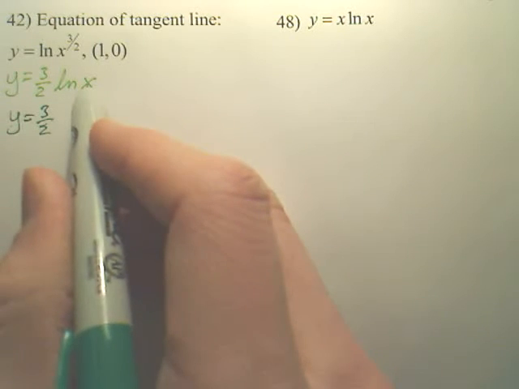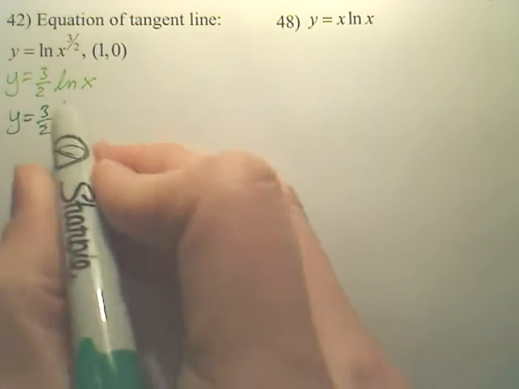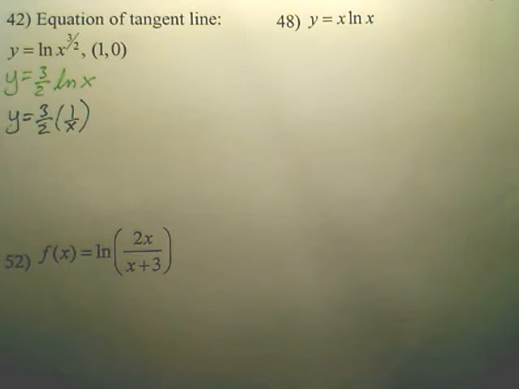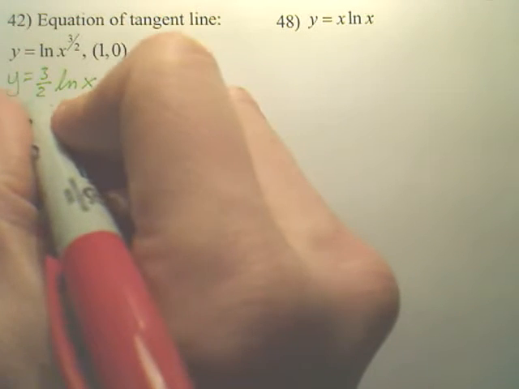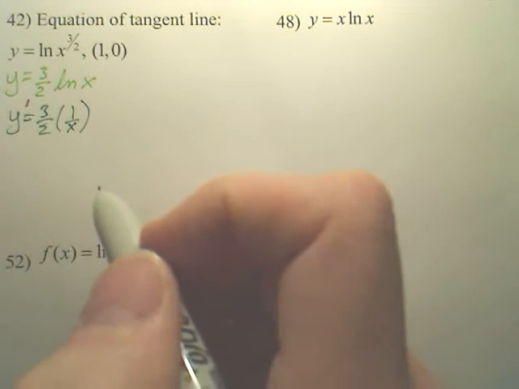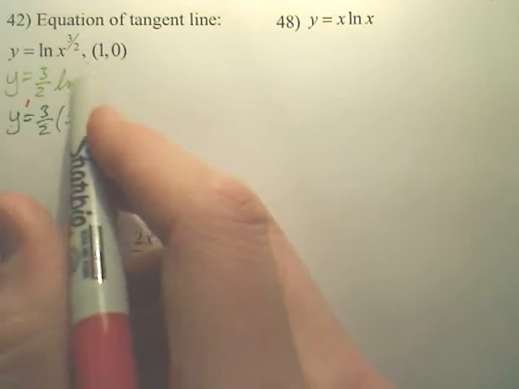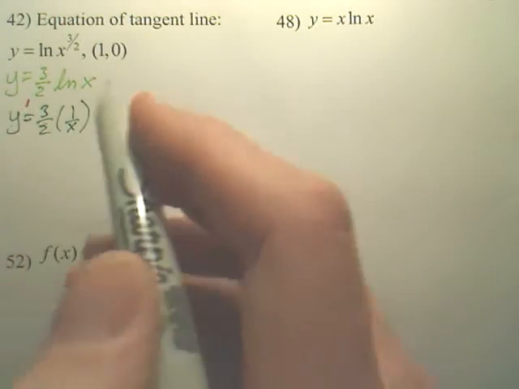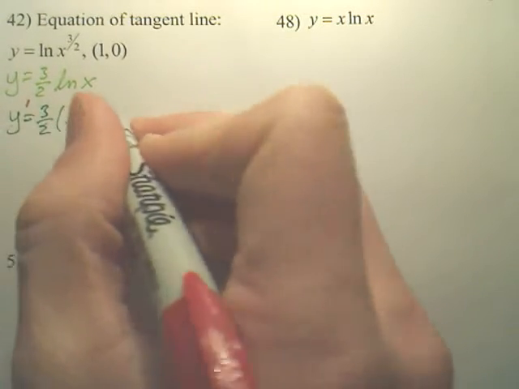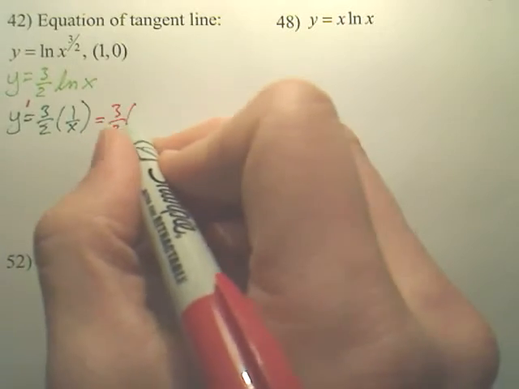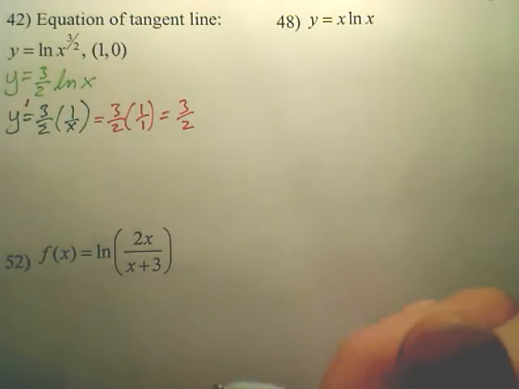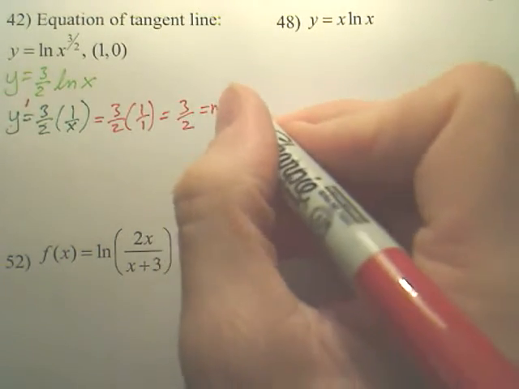So the derivative of x would be 1 over x. There's your derivative. That's my derivative. Now, to find the equation of the tangent line, I need to find the slope. I have my point. So to find the slope, I need to plug in 1. So when I plug in 1, I'm going to get 3 over 2 over 1 over 1. So you got 3 over 2. That's my slope.